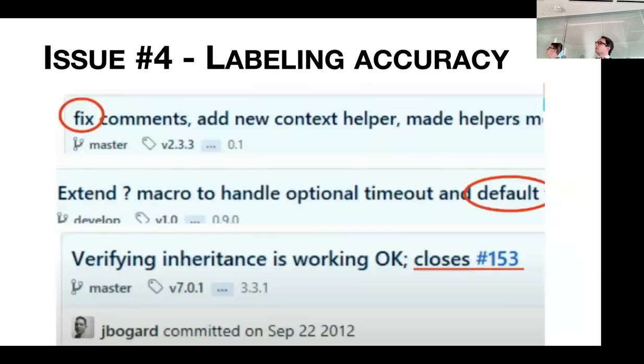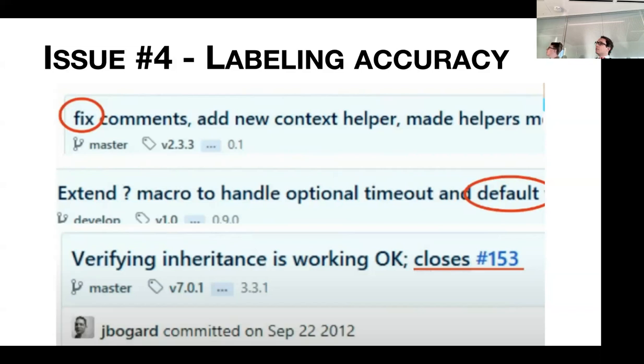And then, okay, this is another issue, which is related to something Luke was talking about earlier, which is labeling accuracy. They were using a bag of words keyword matching to decide whether a commit was bug fixing or not. So these are some examples. The first one, their fixed comments, is labeled as bug fixing, which is arguably not a bug. The second one is labeled as bug because it has the word fault in it, even though it's default, not fault. And the third one is not labeled as a bug fix, even though it is, because it's closing an issue that's related to a bug.